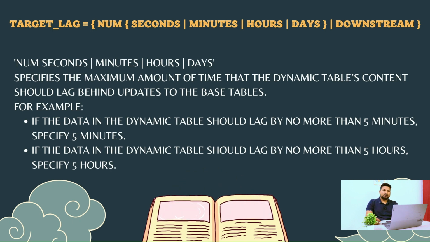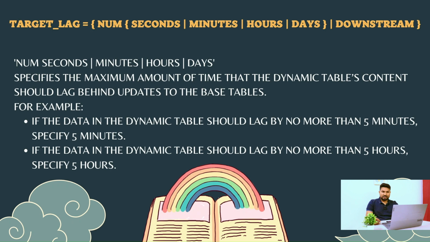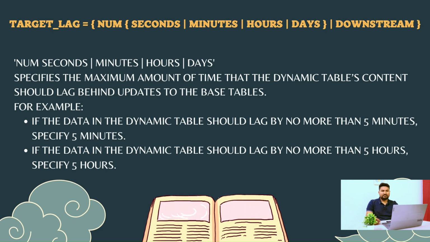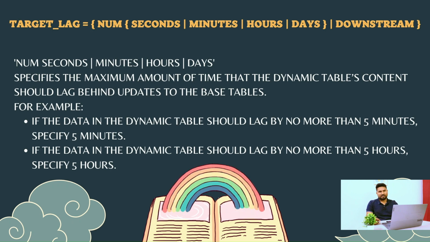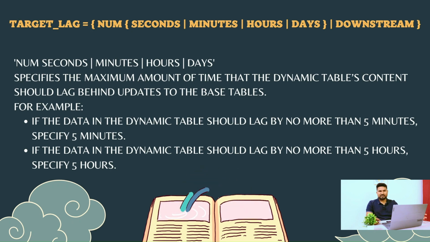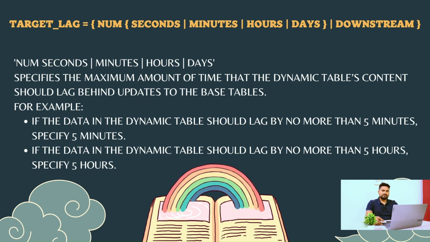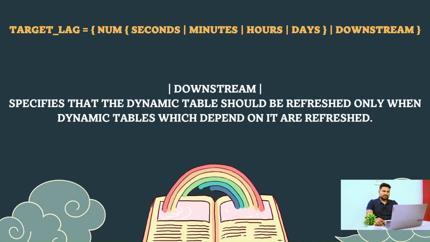For example, if the data in the dynamic table should lag by no more than 5 minutes, specify 5 minutes. Same for the hours, days also. Downstream specifies that the dynamic table should be refreshed only when dynamic tables which depend on it are refreshed.